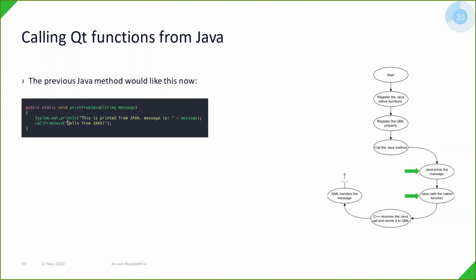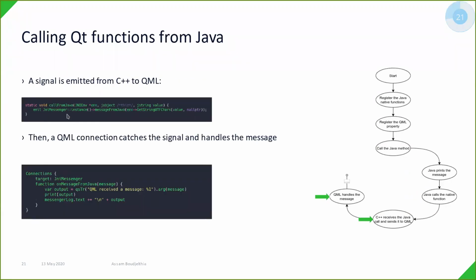Then in the Java definition for our function print from Java, this will basically print the string with the message that we received from C++. Then this second line, what it does, it will call the native function that will send another string, hello from Java, back to C++.